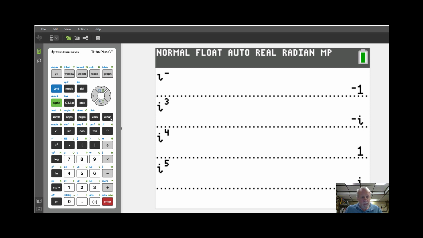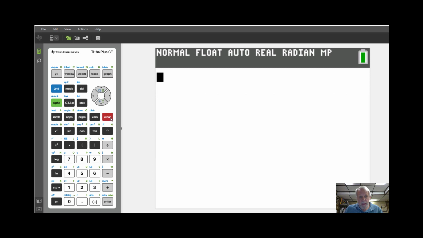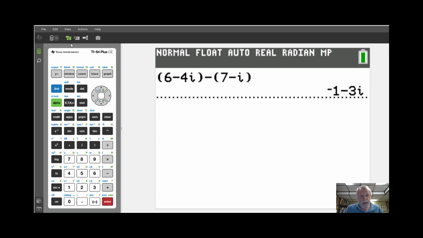You can also add, subtract, multiply, and divide complex numbers. I would press clear. Let's look at subtracting them. For example, let me say left parentheses 6 minus 4 second decimal point for the I, right parentheses, minus parentheses 7 minus I. So when I press enter, it will actually subtract them. We should get -1 minus 3I, I'm thinking. Yeah, it looks pretty good.